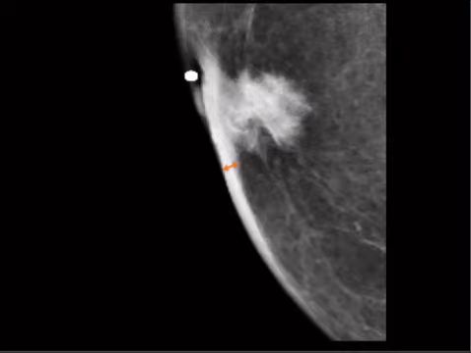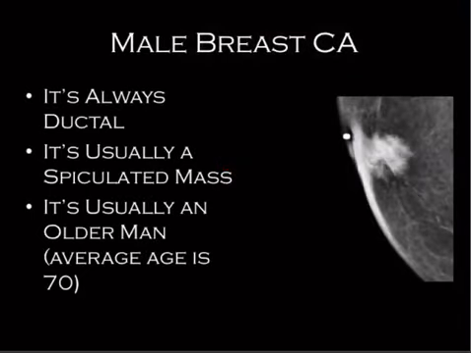And the general tip that I will give you for deciding whether or not you think male breast cancer is, if I showed you that same mammogram and I told you that this was a 60-year-old woman, you would BI-RADS 5 it immediately, right? So try that. If you're on the fence, a breast cancer in a woman looks similar to a breast cancer in a man. Remember that it's always ductal because they don't have those lobular units.